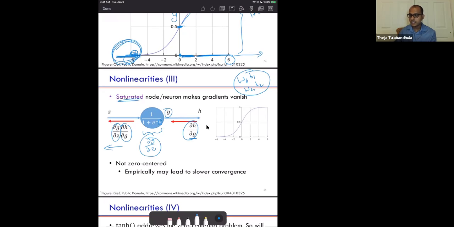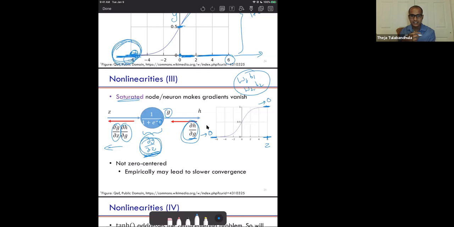But if you look at the gradient of g with respect to z, if z is around 6, then no matter how much I change z, g is not changing that much. So this gradient is actually close to 0. Similarly, if z is highly negative, then the rate of change of g with respect to z is also close to 0. So whatever gradient I get, I'm multiplying with a number which is essentially 0 and then passing it backward.